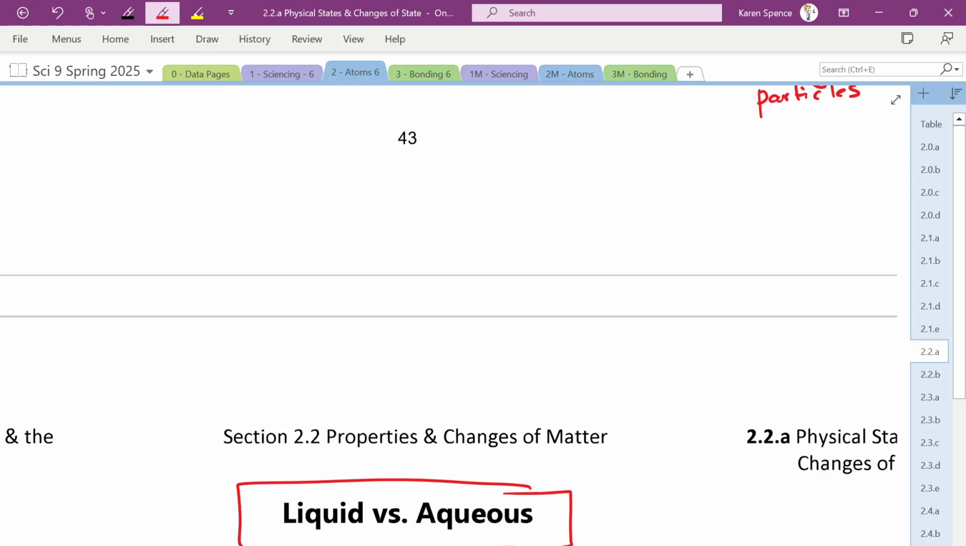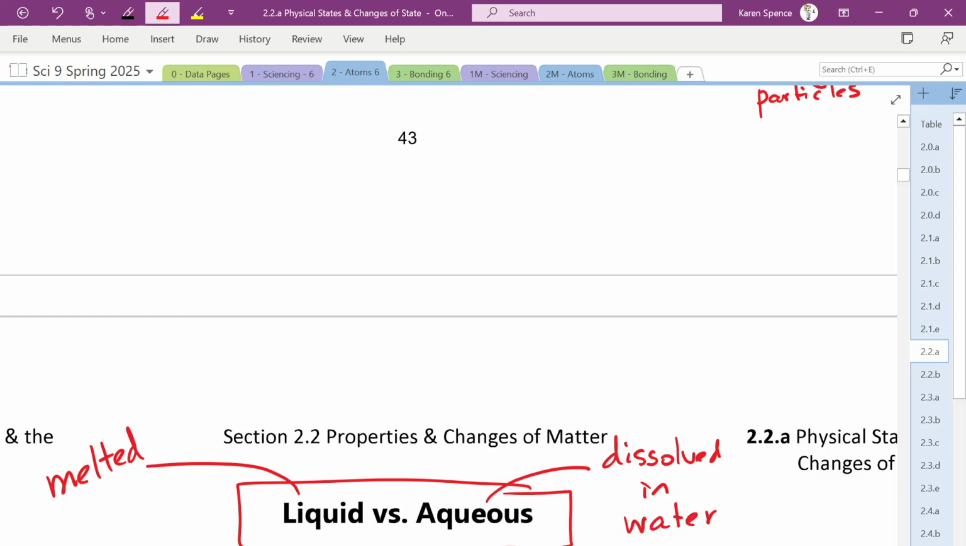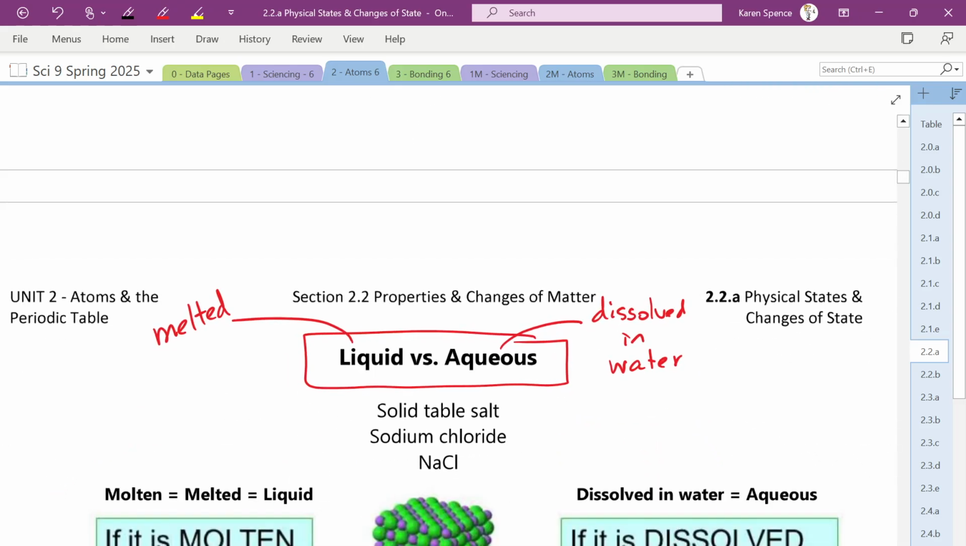Anyone want to share what's the difference between liquid and aqueous? Yes. Liquid is liquid. Okay. So far, so good. Okay, so liquid is melted, whereas aqueous is dissolved in water. And water is a liquid, so aqueous things look liquid, but it's because the water is the liquid. Okay?